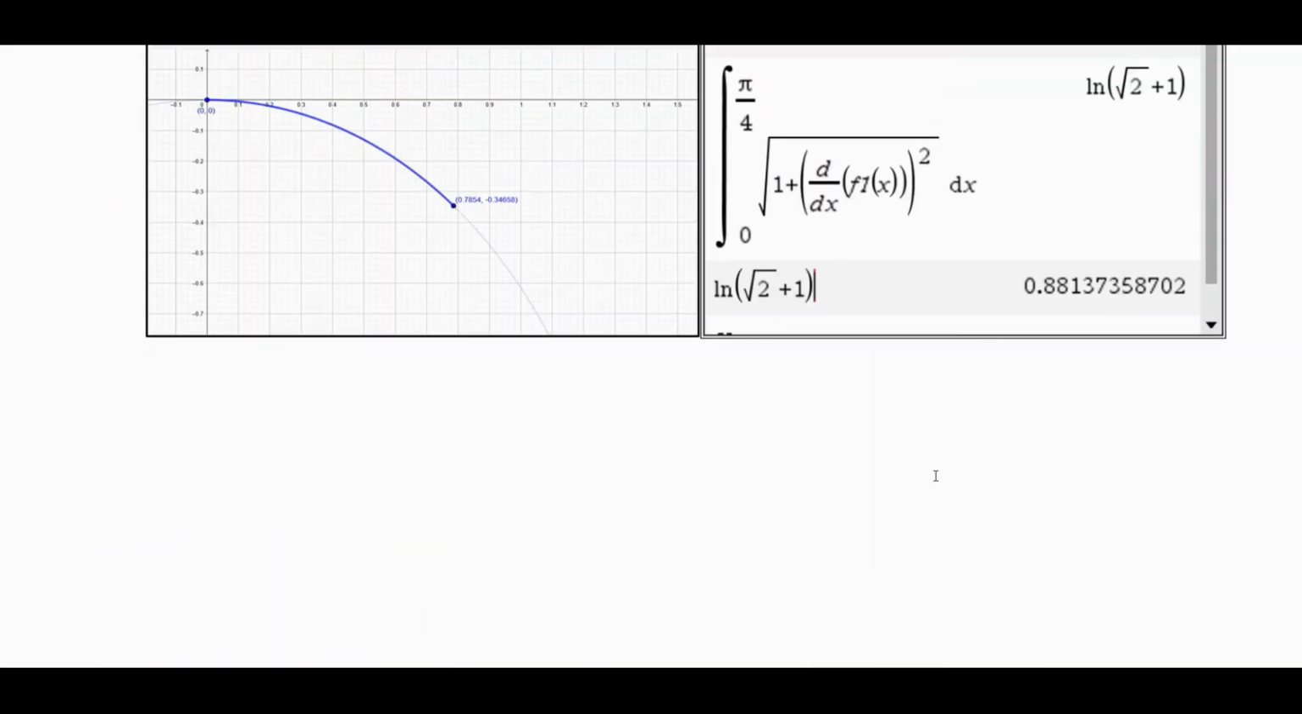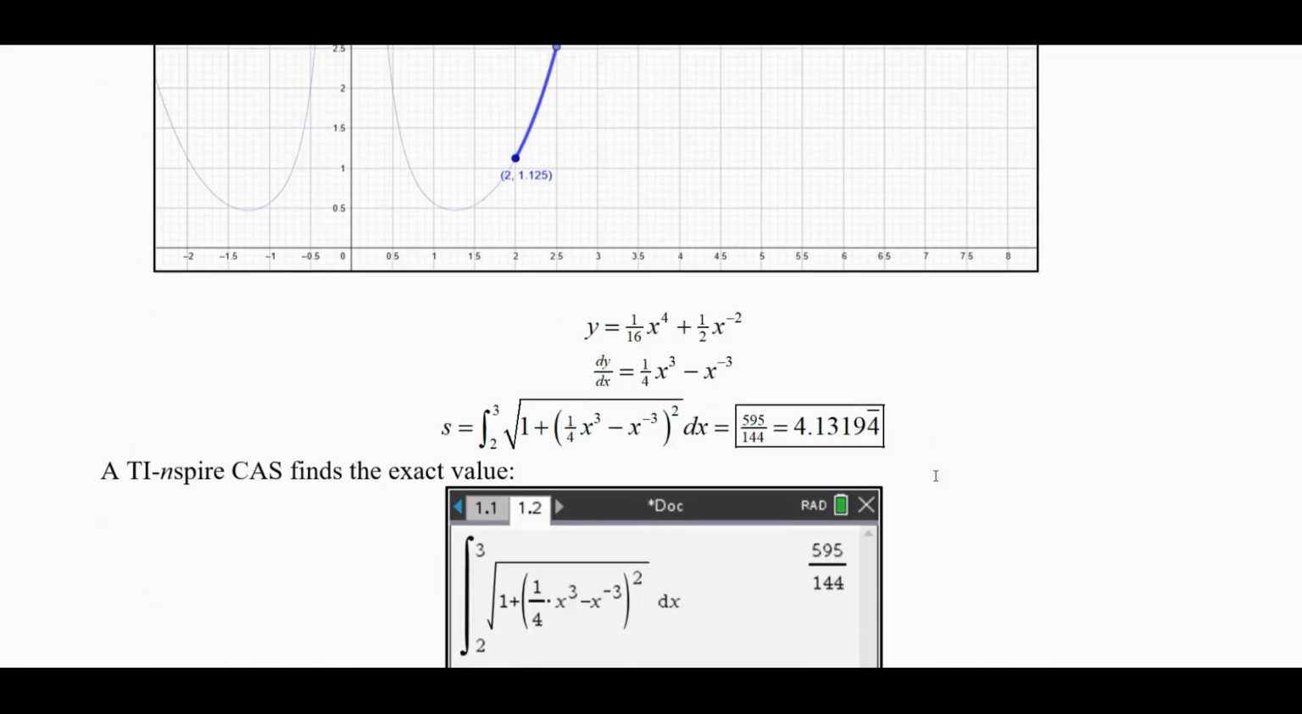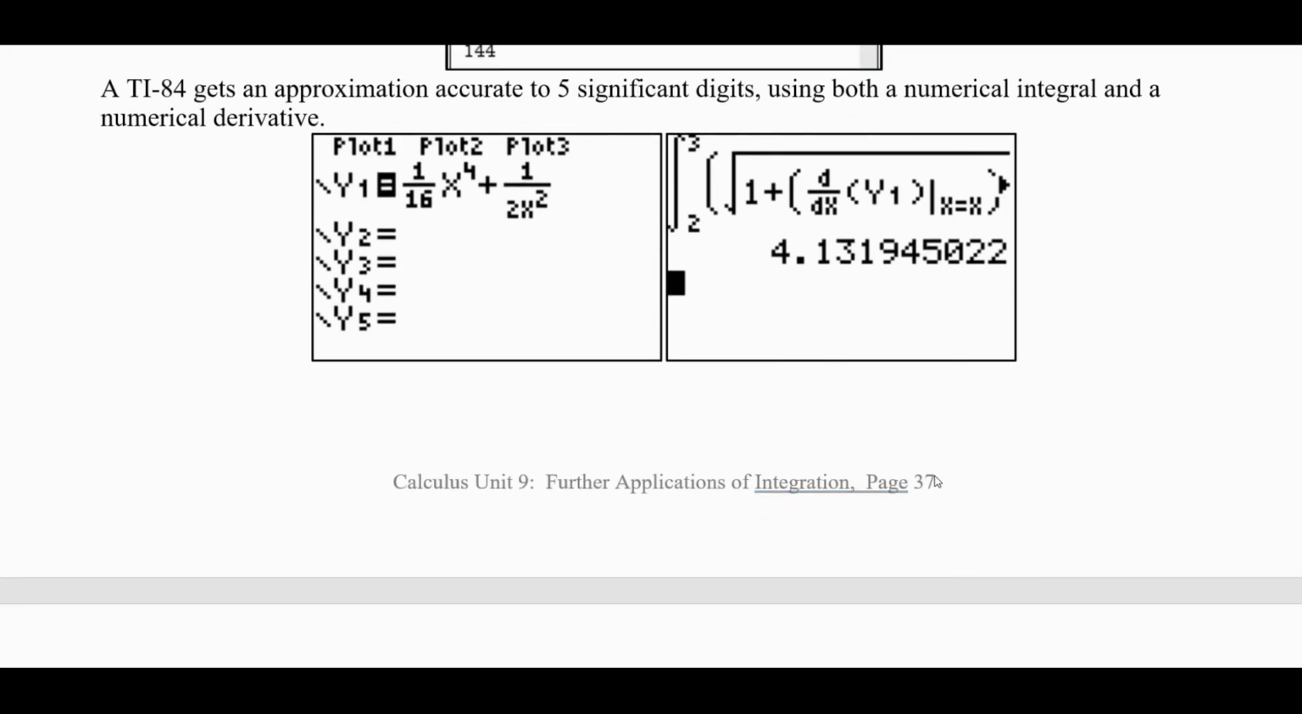So, you know, there's a couple of examples for you to do. Time to go practice some homework problems with arclength and get better and better at this process.